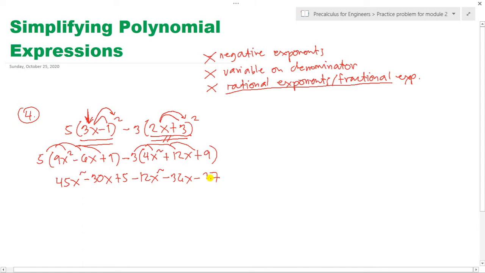And then after this one class, combine same terms. So the same terms is 45x minus 12. The answer is 33x squared. Then for this, negative 30x and negative 36x, so we have negative 66x. And then positive 5 and negative 27, you have negative 22. Plus, this would be our simplified answer.